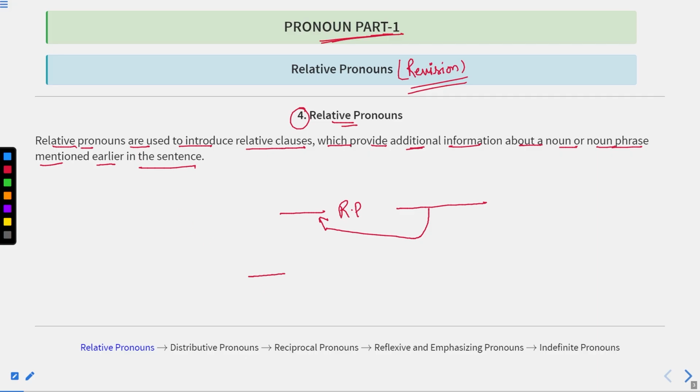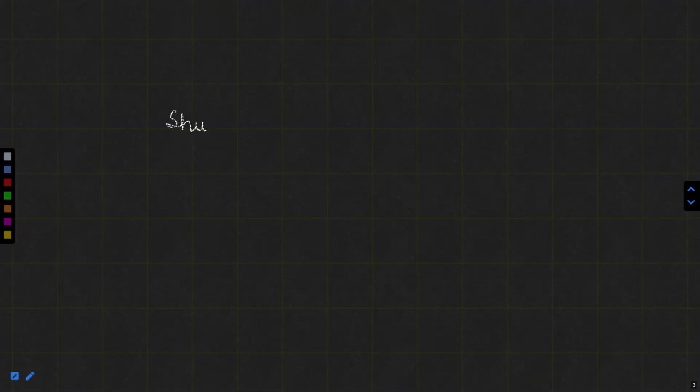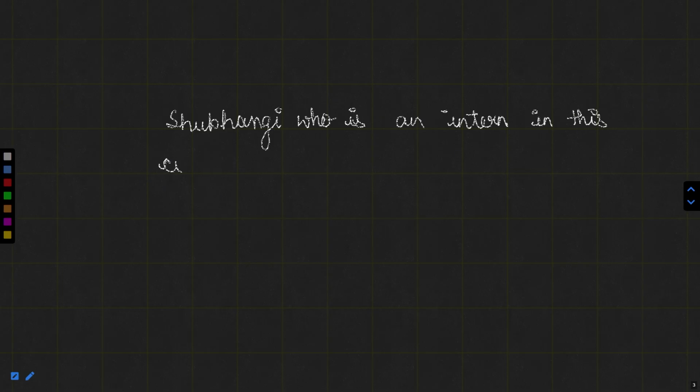It means something which we have already mentioned, and we are referring here to an additional point about this thing. So this is actually the relative pronoun, which is adding some additional information about the person, which we have talked about in the earlier clause as well. For example, if I say Shubhangi, who is an intern in this company has left for Mumbai. Okay, has left for Mumbai.